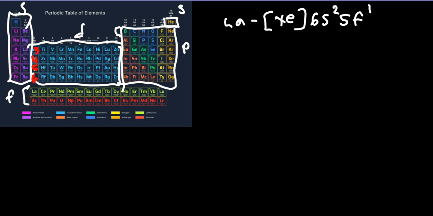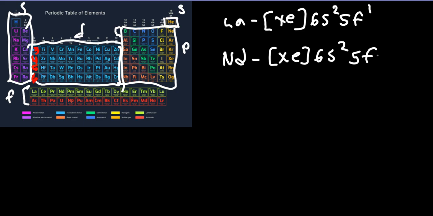Let's try neodymium. So for neodymium, we'll have the most recent noble gas, which is xenon, 6s2, 5f, and which one are we? We are number 1, 2, 3, 4. Okay, so this is how you do the electron configuration for that. Now let's try the actinides.